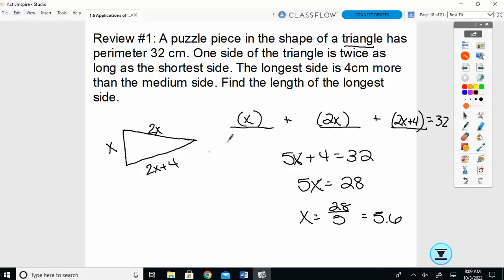5.6. So the question was to find the length of the longest side. x was my shortest, so we have to plug this in to get the longest. So 2 times 5.6 plus 4. 15.2 centimeters.